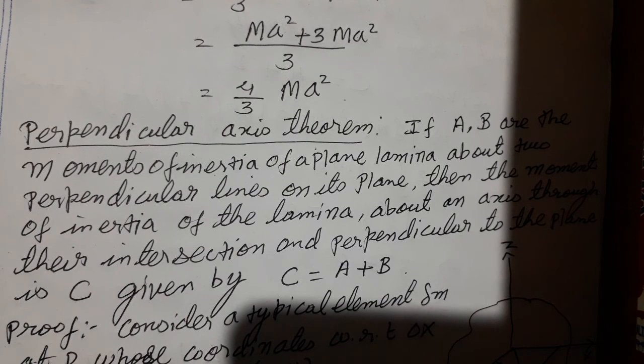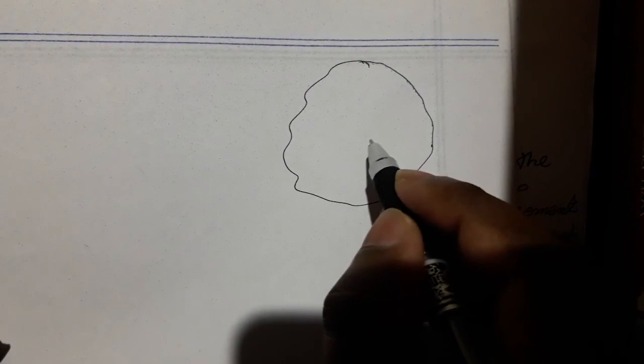Next, I'm going to explain the perpendicular axis theorem. For understanding the perpendicular axis theorem, suppose I take a body here. This is my rigid body, and this is the point of the center of mass.